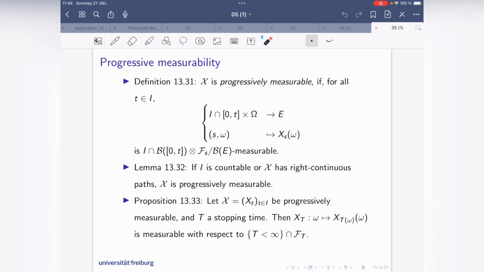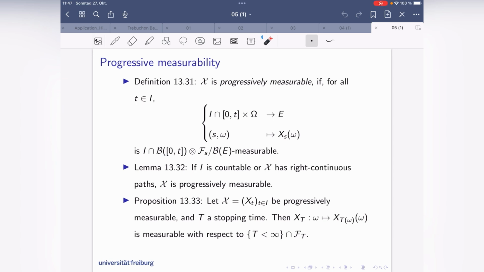So, what is progressively measurable? X_s, for example, as it's written here, that's a random variable. And that means that omega maps to X_s of omega, that's measurable. But progressively measurable means that the tuple (s, omega) maps to X_s of omega, that's measurable with respect to a product sigma algebra on the times and the space. And that's just the product sigma algebra, like this here. So that's a bit more, because I have measurability in the time and also the state space component.